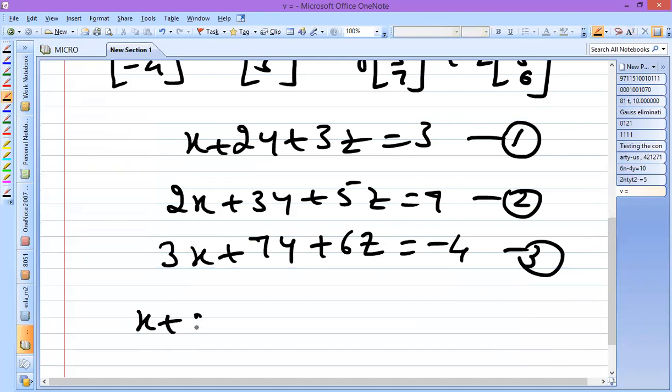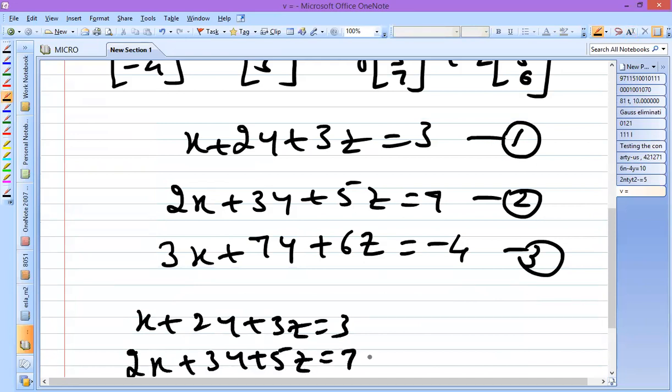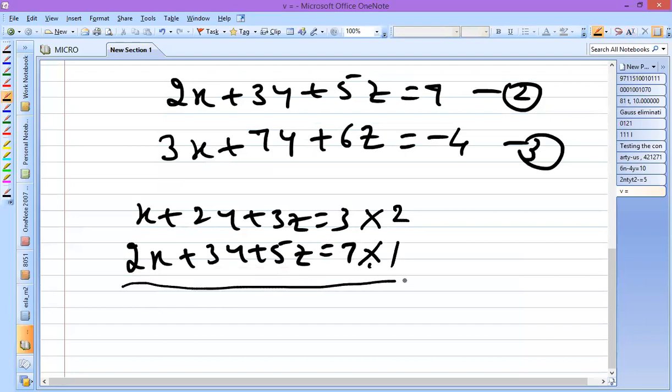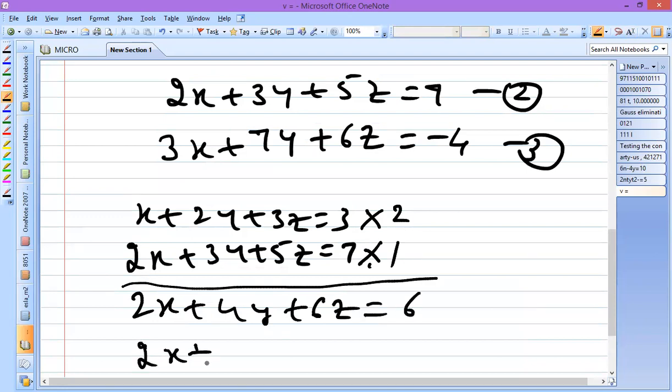So I'll write x plus 2y plus 3z is equal to 3 and 2x plus 3y plus 5z is equal to 7. So how are we going to solve this? Just multiply this with 2 and this with 1. So what do you get? 2x plus 4y plus 6z is equal to 6, and 2x plus 3y plus 5z is equal to 7.